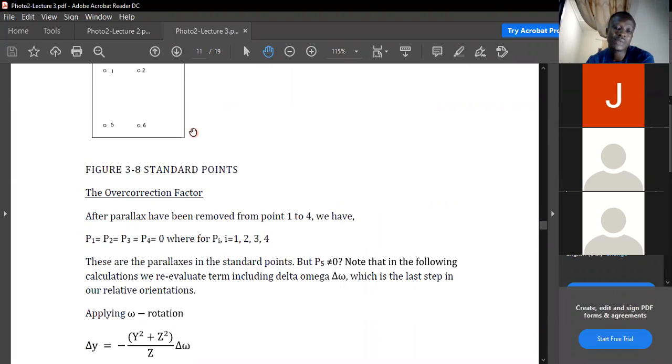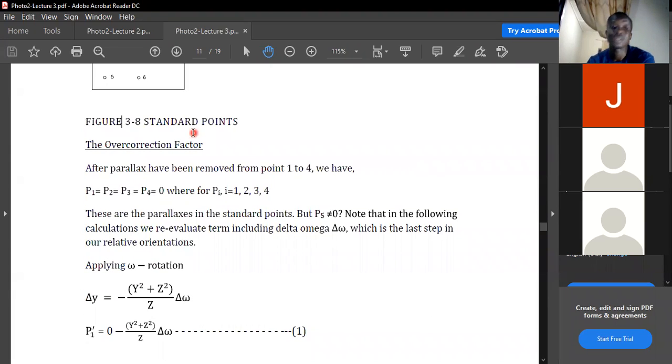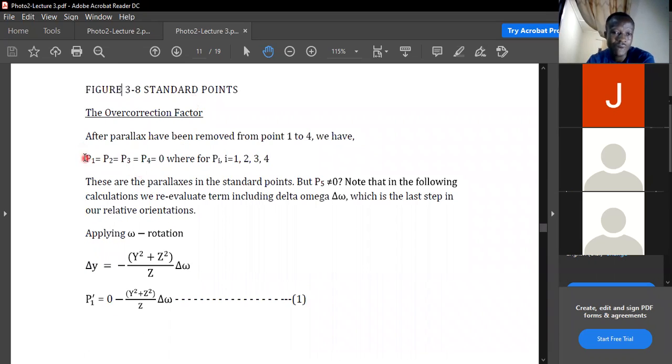The last thing that we talk about in relative orientation will be the overcorrection factor, which is the fifth step in relative orientation. So the fifth step is to get rid of the parallax input at point 6. And then we go back and check at point 5 as well. Here you can see that we are overemphasizing that we need to make sure that the parallax at these points is actually 0.